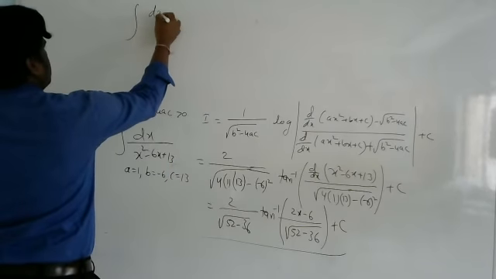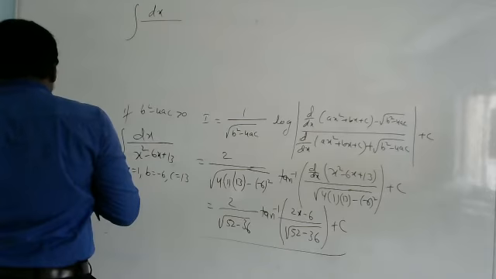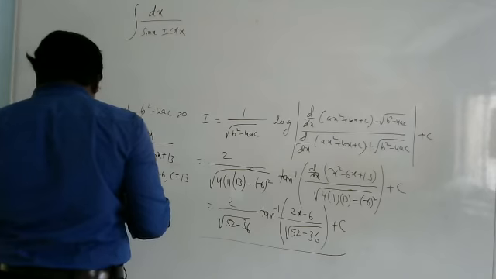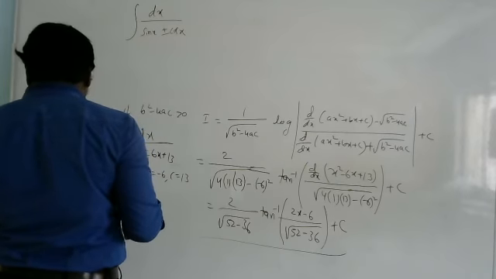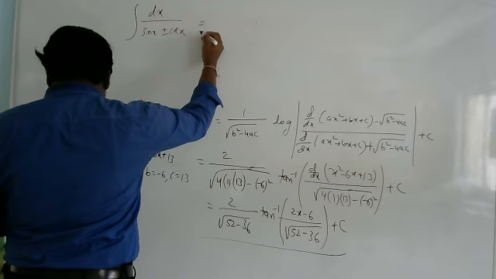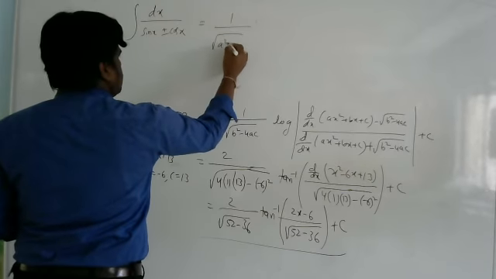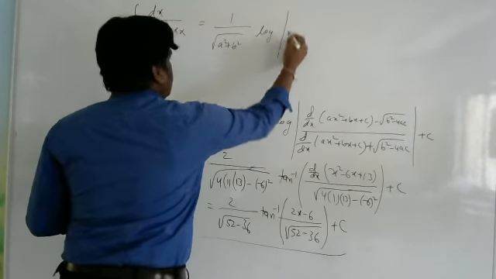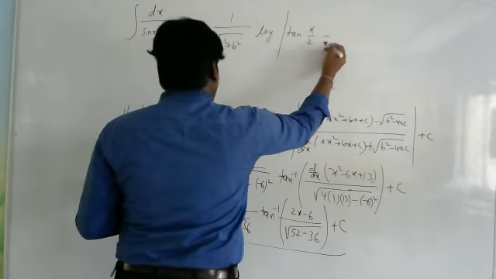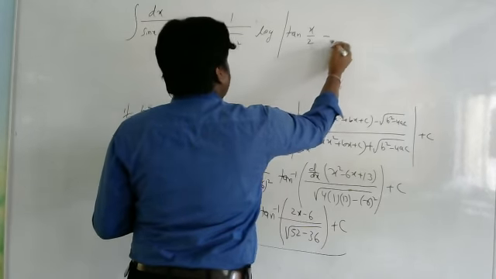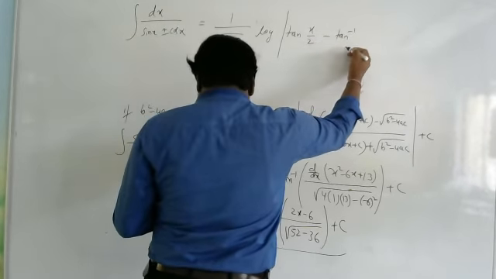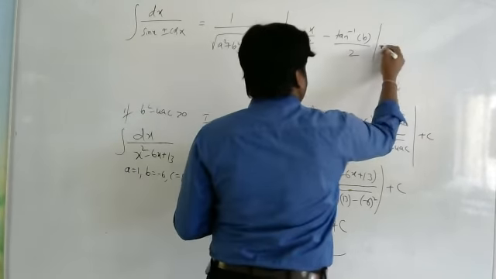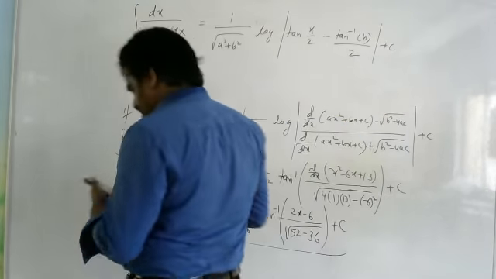Integration of dx upon sin x plus or minus cos x. The formula is 1 upon under root of a square plus b square, log mod tan x by 2 minus tan inverse b divided by 2, plus c. This is the shortcut formula.